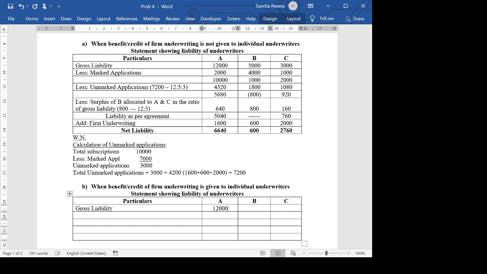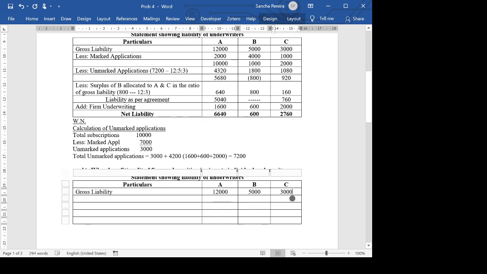So of A it's 12,000, B it's 5,000 and C it is 3,000. Gross liability. Then you minus each one's marked applications. Same way, what we are doing right now is the same thing, less marked applications. So if you minus the marked applications 2,000, 4,000 and 1,000. So check here, you'll get 10,000. Liability has come down to 10,000. Here it's 1,000 and here it's 2,000.